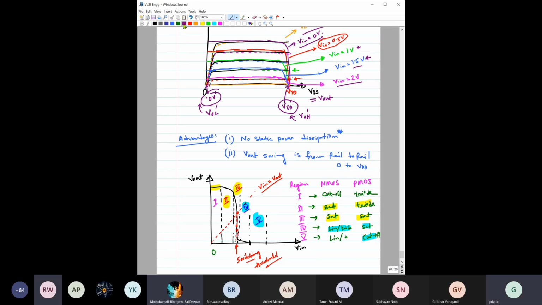Sir, we have to find the point where it just enters region 3. Right. How will you find that? You remember, the slope you have to make minus 1. Yes. Okay, but what will be the region of operation in that particular case? Region 3? Are you sure? Region 2. Are you sure it will be 3?